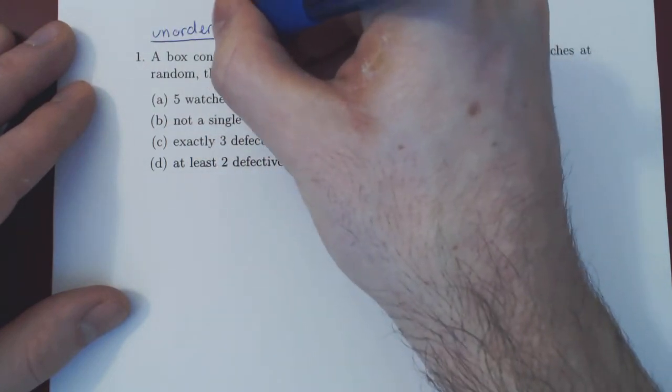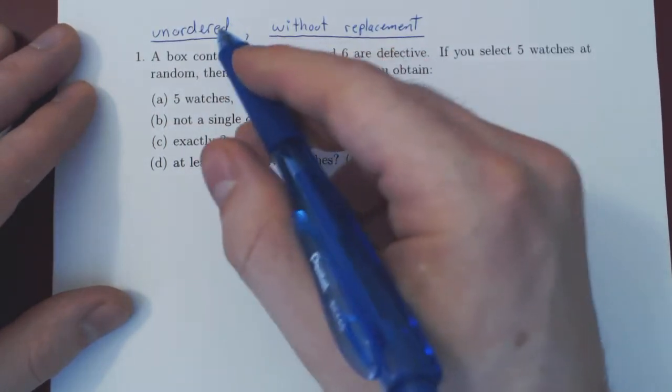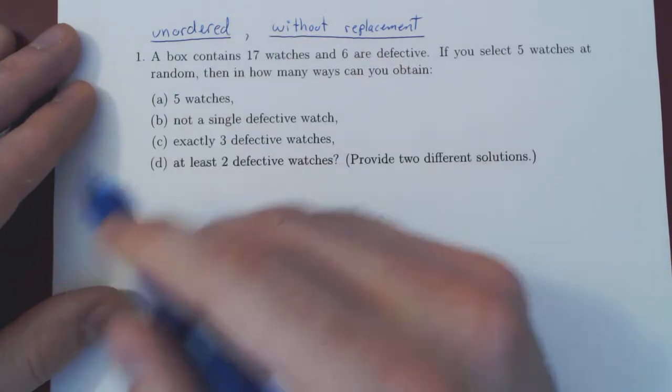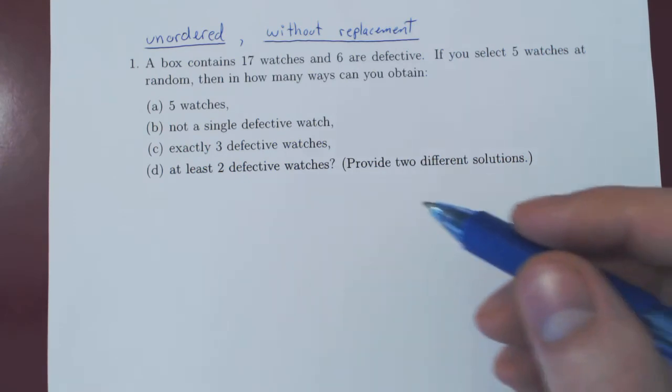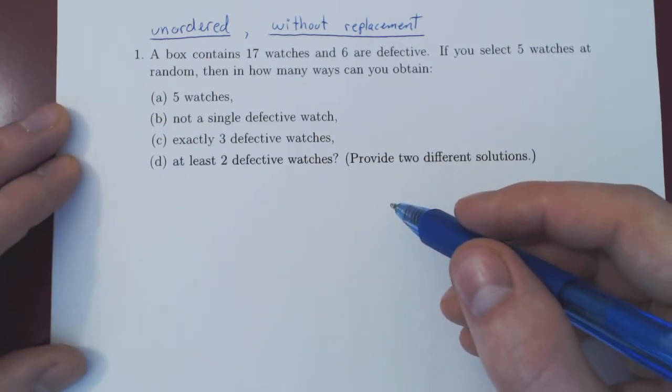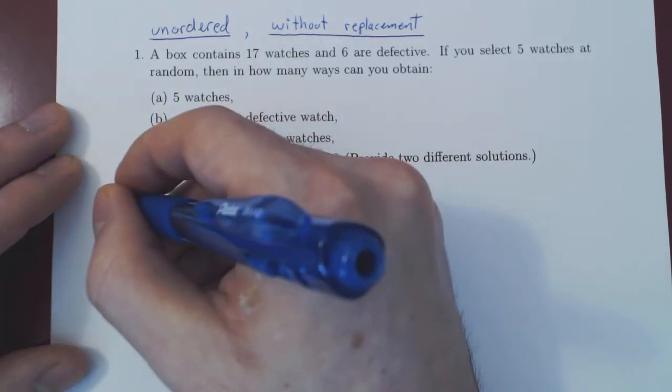Which is exactly setup number 3, an unordered selection with that replacement. So we're good to go. Let's visualize our box, and we'll visualize the box as a simple Venn diagram.